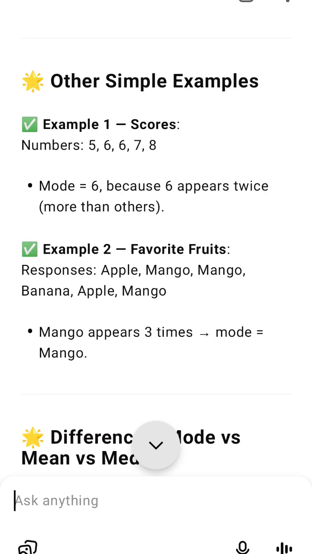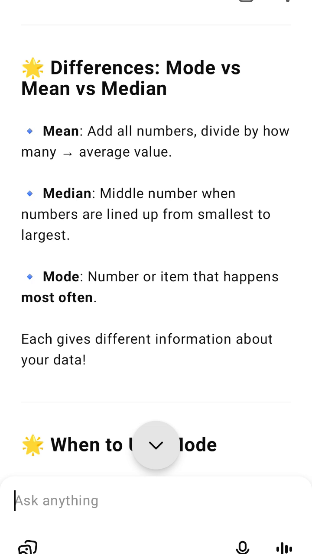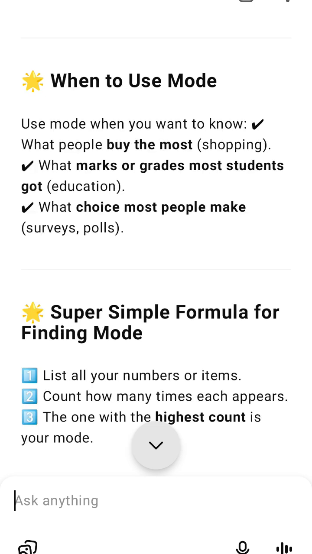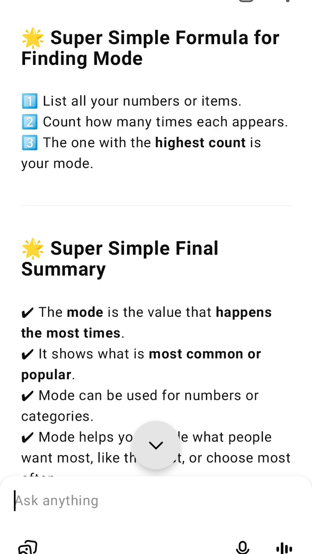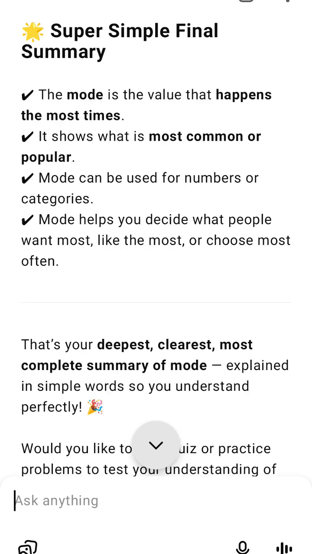Key characteristics of mode. Mode tells you what happens the most times. Mode can be used for numbers, like scores and prices, and categories, like shirt sizes, ice cream flavors, favorite fruits. Mode is especially helpful when you need to know what choice is the most popular. Important things about mode. Mode does not need any calculation like adding or dividing. You just count which value appears most.